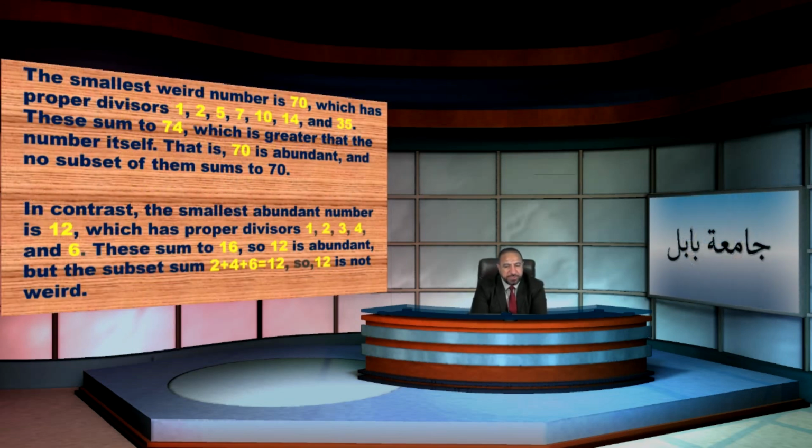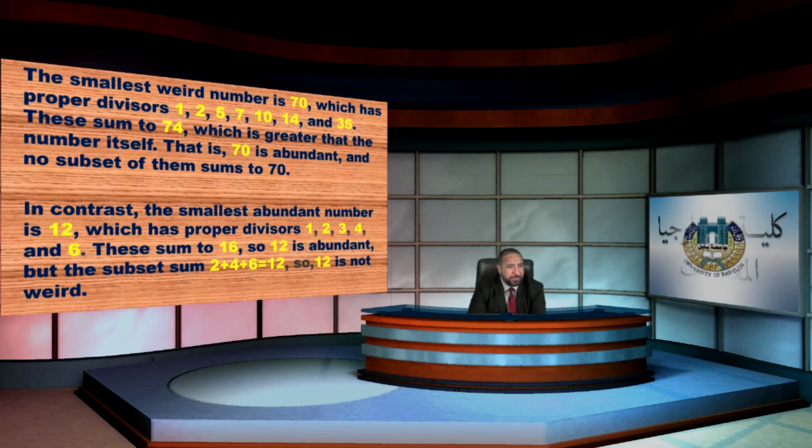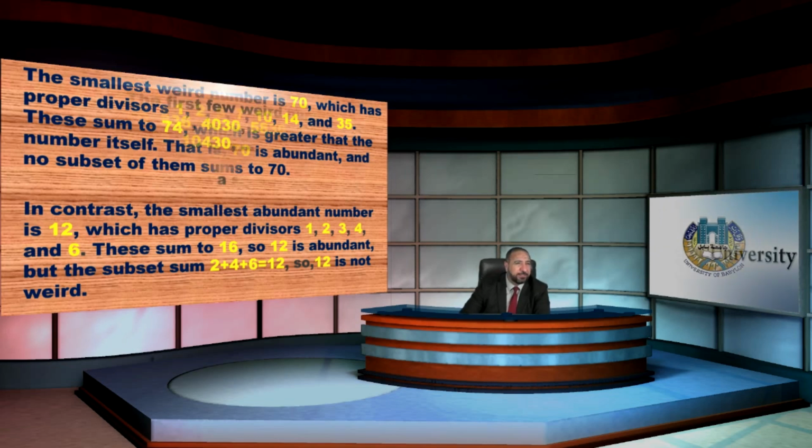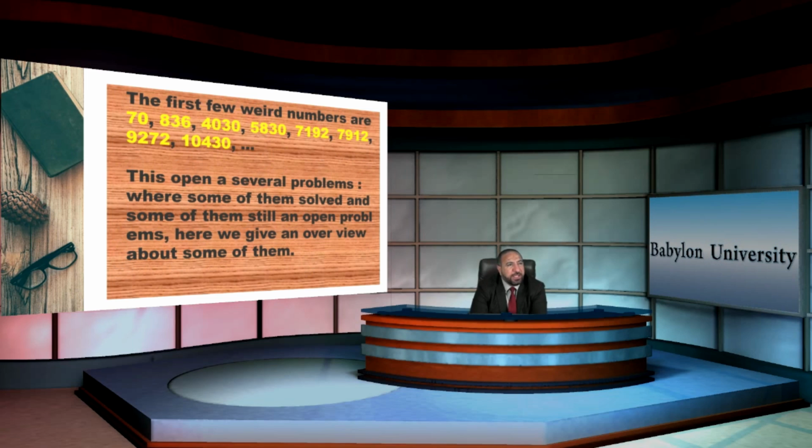The smallest weird number is 70, which has proper divisors 1, 2, 5, 7, 10, 14, and 35. Their sum is 74, which is greater than the number 70. Anyway, there is no sum of part of these proper divisors, or all of them, that equals 70. So 70 is the smallest weird number.